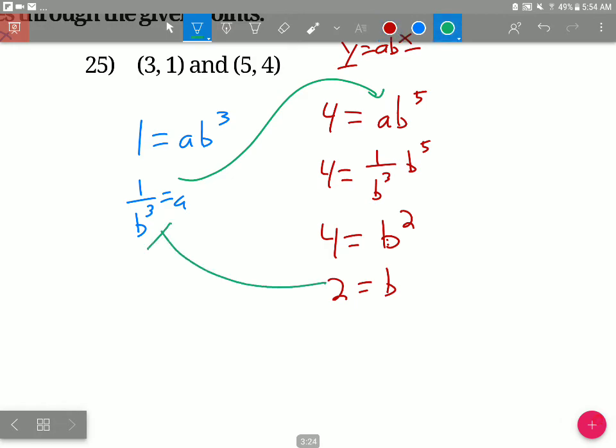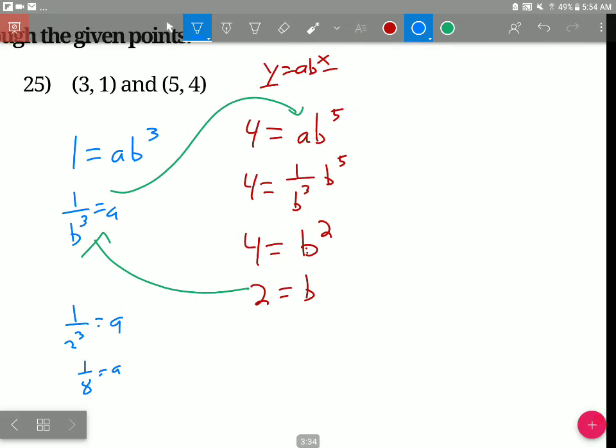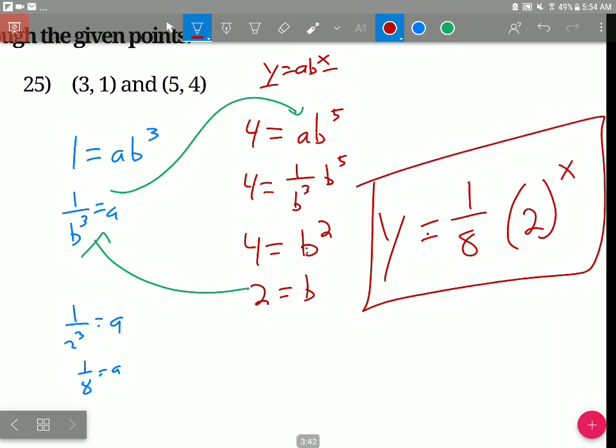Plug it in over here. So that's 1 over 2 to the third, which is 1/8. So your final answer is y equals 1/8 times 2 to the x. Done.